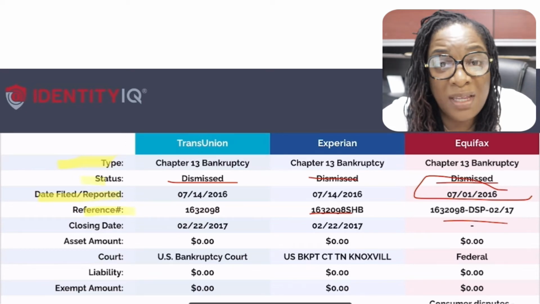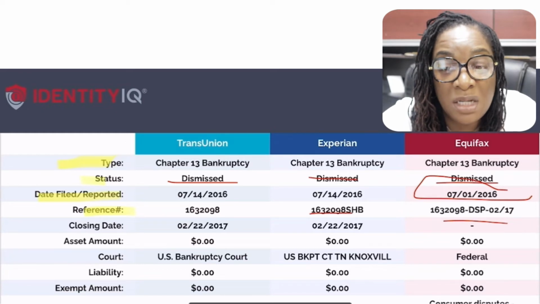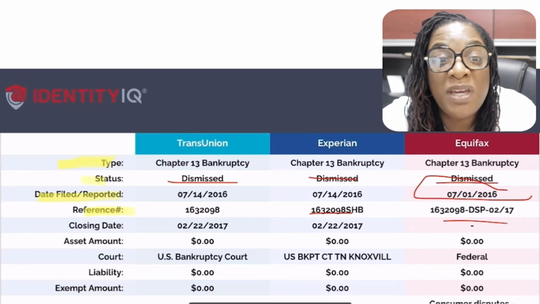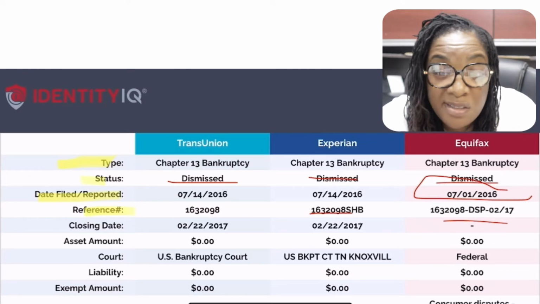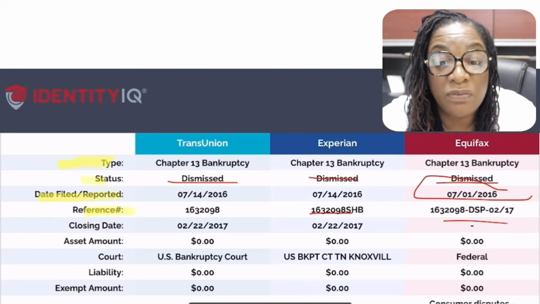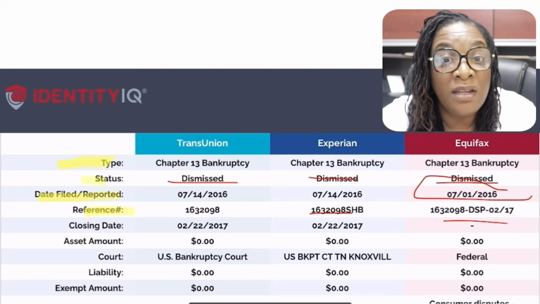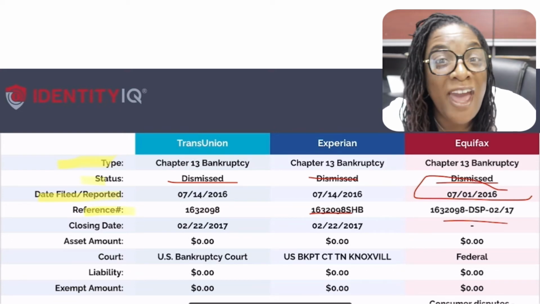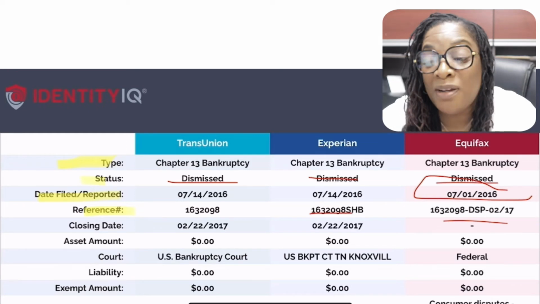And the reason why I would dispute the verbiage that they have tacked onto the end of the reference number is simple. It's just because it's not on Pacer. Pacer doesn't have that there. It's just a number. Check your Pacer reports and you'll see for yourself. So if it's not on Pacer, reporting on you accurately, then it's inaccurate. Correct? It has to be accurate across the board.